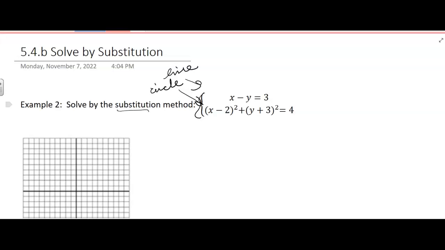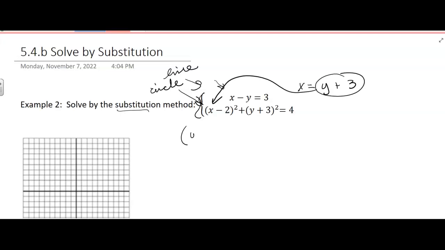They tell us to solve by substitution. Okay, so you're looking for an equation where you could get either x or y by itself. Well, the top equation, that linear equation, is going to be the easiest one. Probably easiest to get x by itself. And so we're going to add the y over and say x equals y plus 3. Then we can substitute that into the other equation. Remember, you have to go to the other equation.